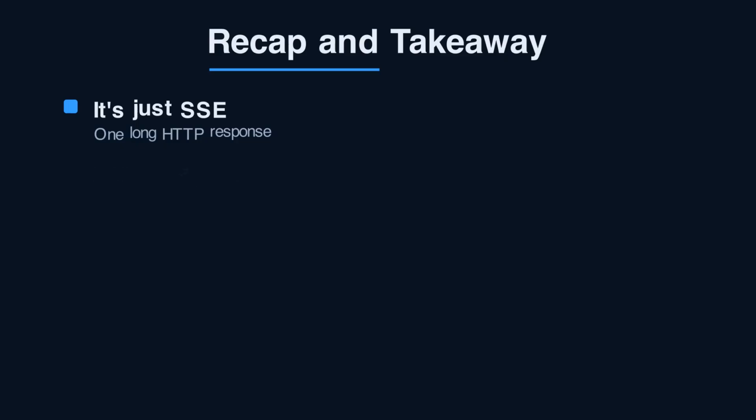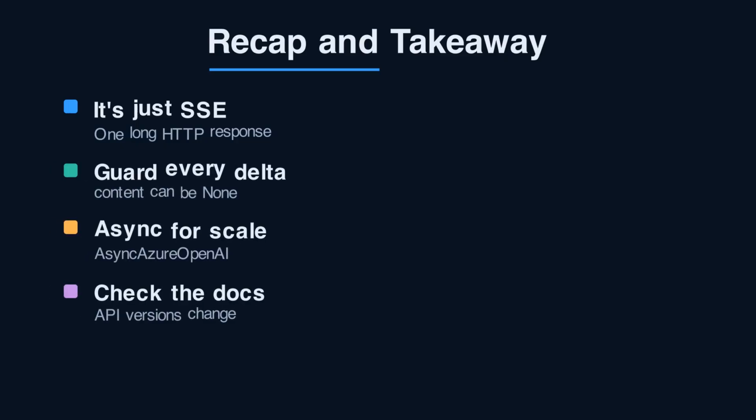To recap, streaming is SSE over one connection. You enable it with stream equals true. You guard every delta against None content. And you go async with async Azure OpenAI to scale concurrent streams. Watch the production gotchas: buffering proxies, timeouts, and early content filter termination. And reach for include_usage when you need token counts.